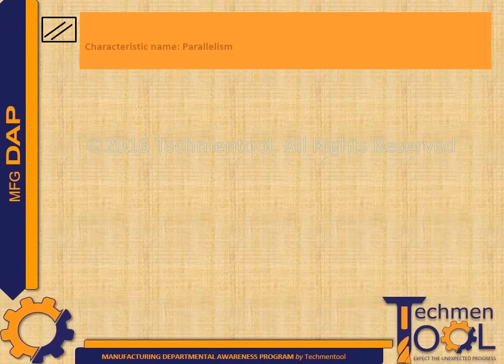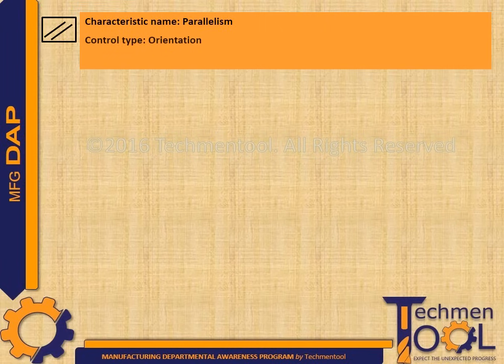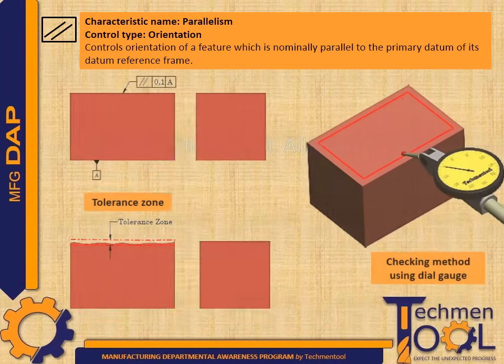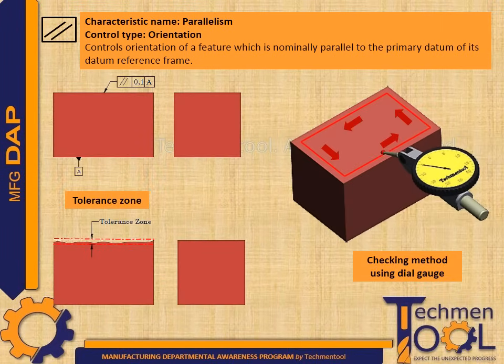Let us study about parallelism characteristic. Its control category is orientation type and it controls orientation of a feature which is nominally parallel to the primary datum of its datum reference frame. In the given example, the tolerance zone of 0.1 of the rectangular feature will be measured with respect to datum A using a dial gauge by moving its lever plunger on the surface of the feature, which is placed on another respective surface as shown in the picture. And deflection of the dial gives the actual parallelism value with respect to datum A. That value should be within the tolerance zone.